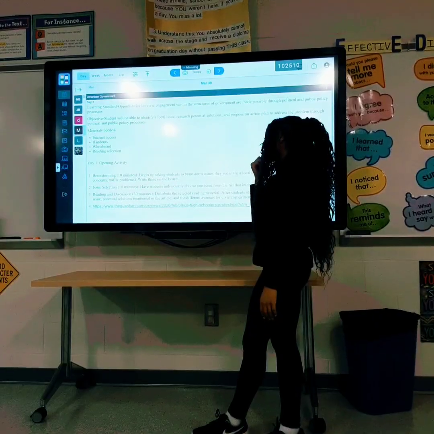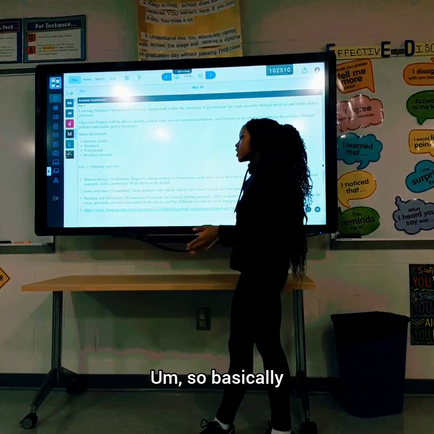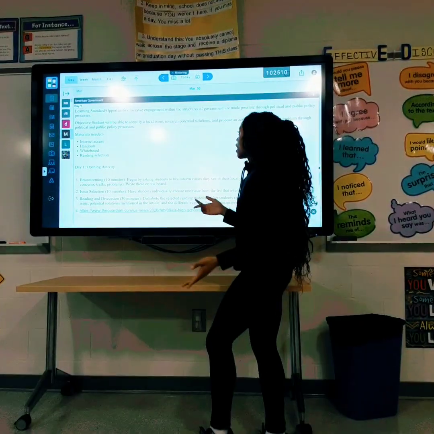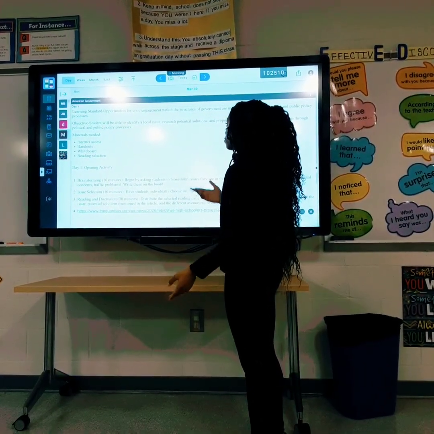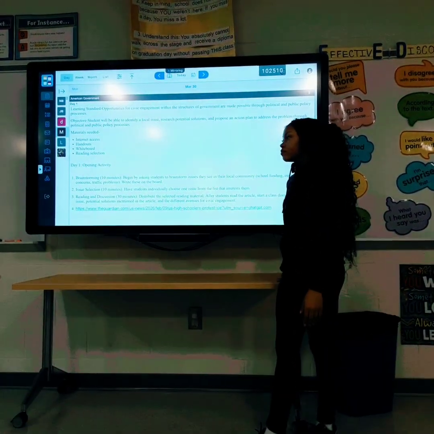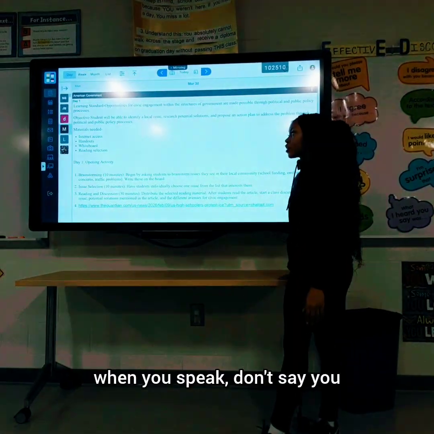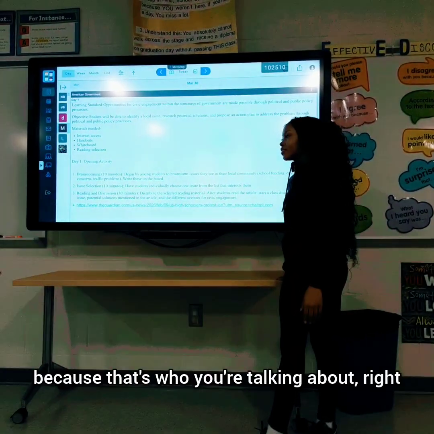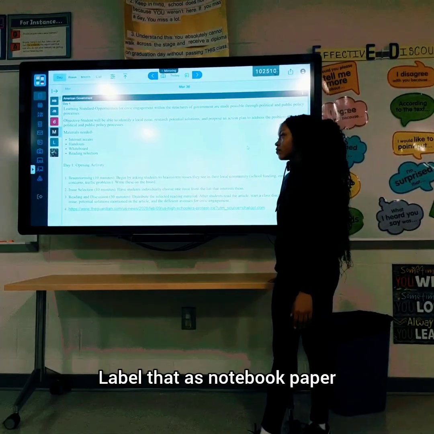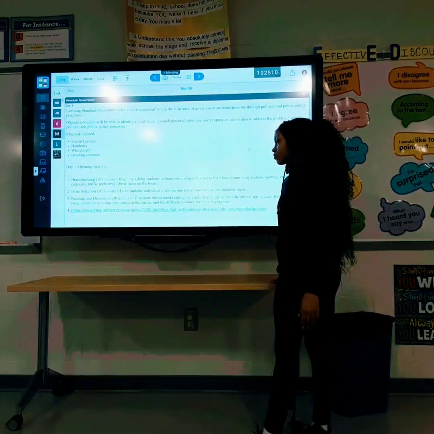Where it says materials needed, it says handouts. What handouts? Basically the handout really isn't a handout, it's just you writing what you like, because you're not just going to blurt out local issues in our community. You're going to write it down. So you don't need handouts, right? What do they need in order to do that? And when you speak, don't say you, say the students, because that's what you're talking about. So they're going to need notebook paper. That's how you label it. Because if I was coming into your classroom and I saw this lesson plan, I would expect you to give them a handout. Got it?